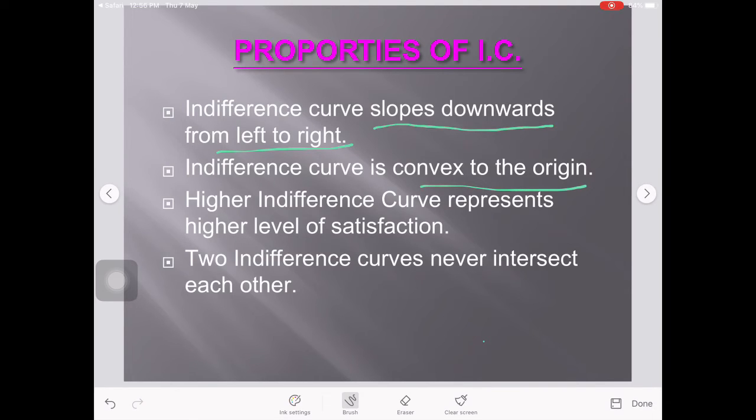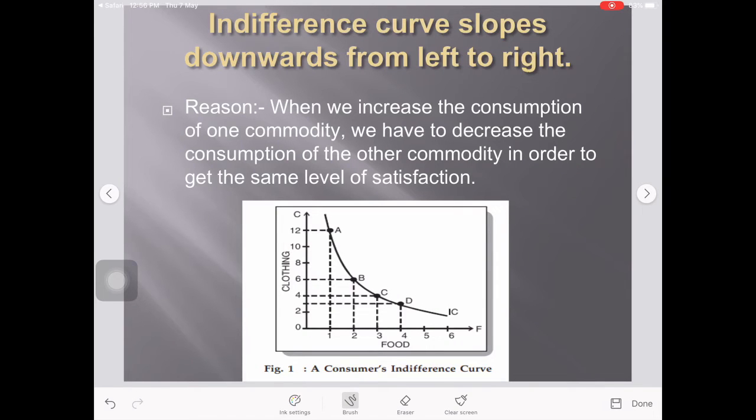The third one is higher indifference curve represents higher level of satisfaction. And the fourth is two indifference curves never intersect each other. These are the four properties of indifference curve analysis. Let's discuss the properties in detail.